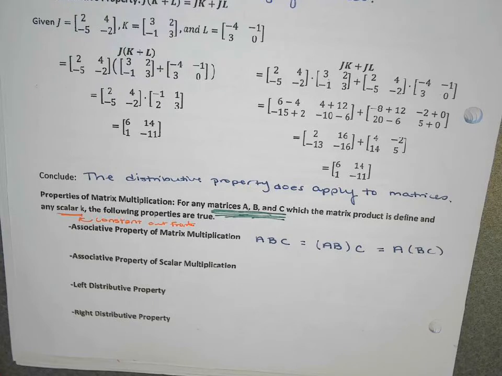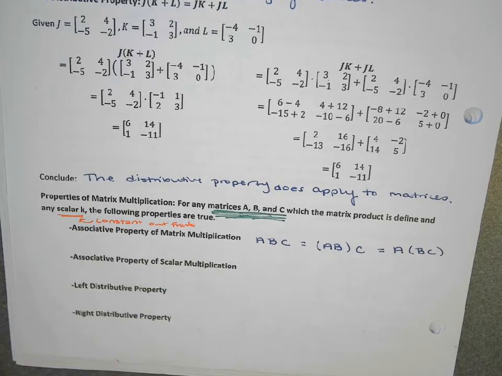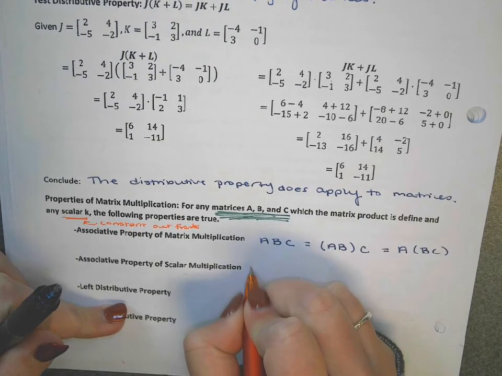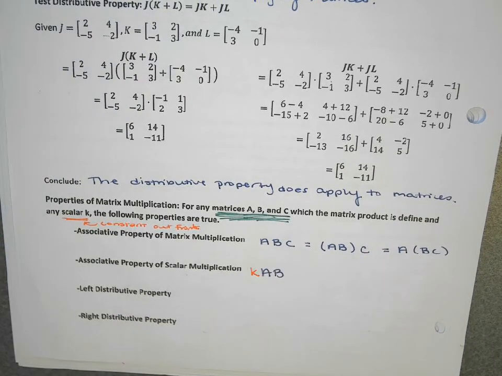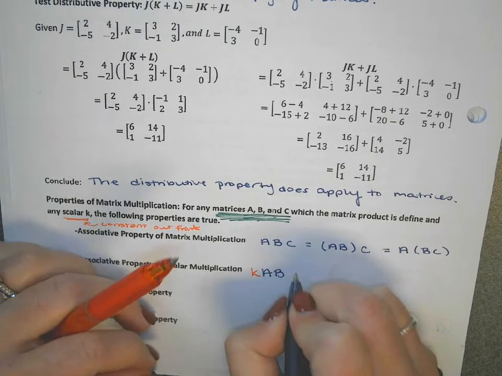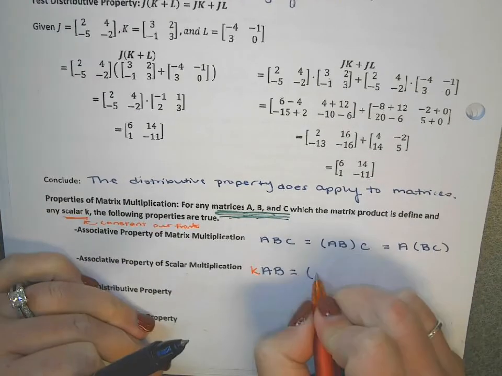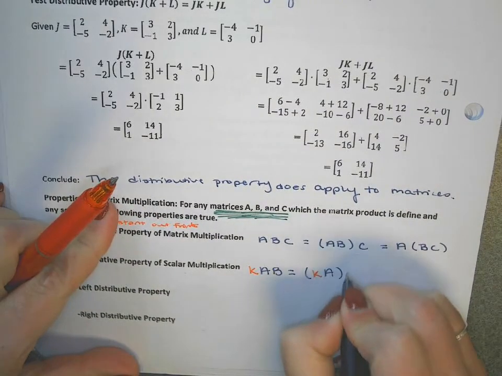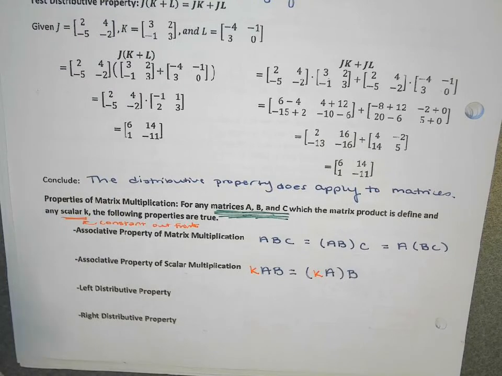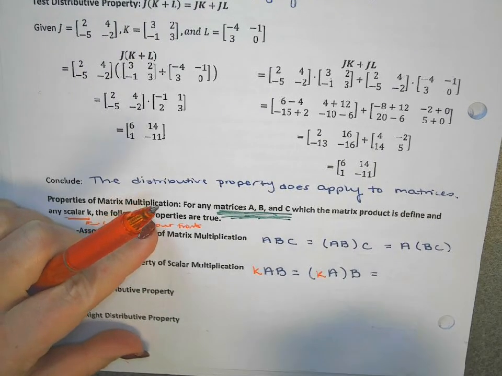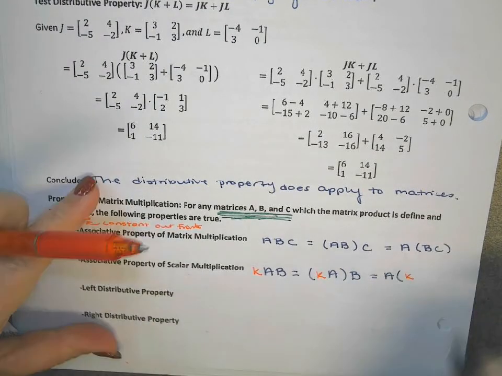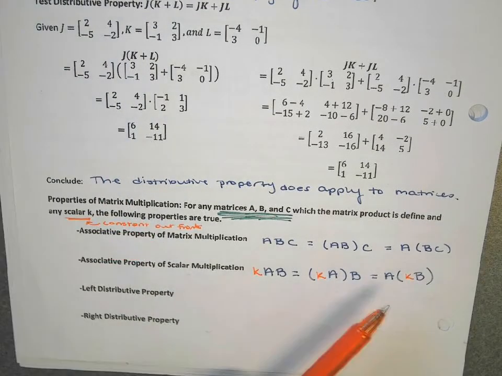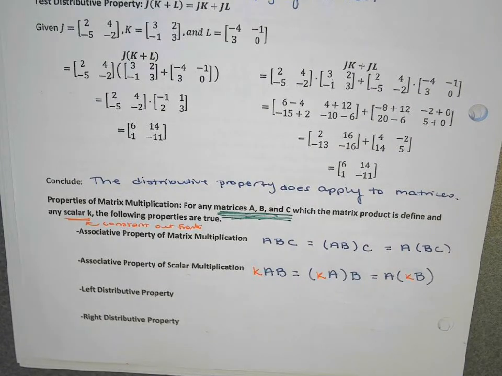The associative property of scalar multiplication. This one is with a scalar. So if you have a scalar, we'll say K, and then you have a matrix A and a matrix B that are multiplied. Okay, you can choose to multiply K by A, take that answer and then multiply by B. Or you could have A out front and multiply K by B, and then take A and multiply by that answer. It does not matter when you have scalar multiplication.